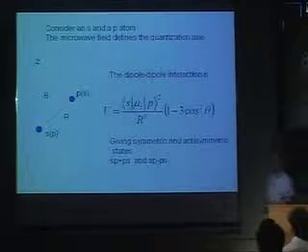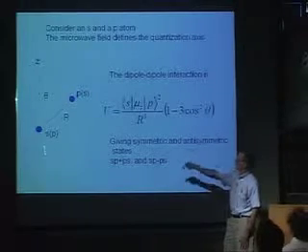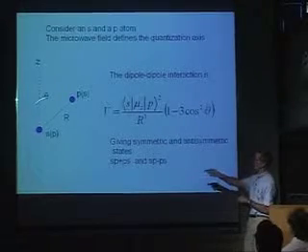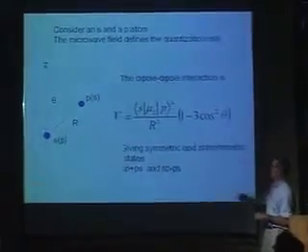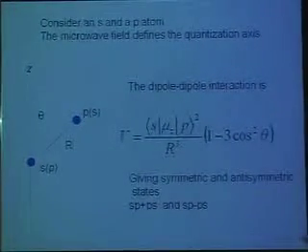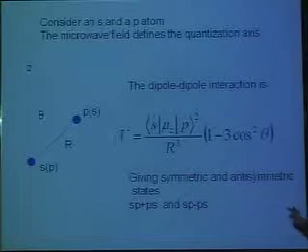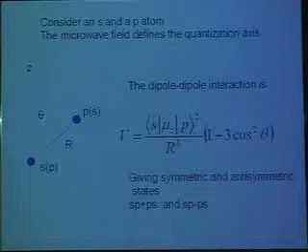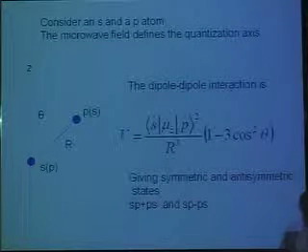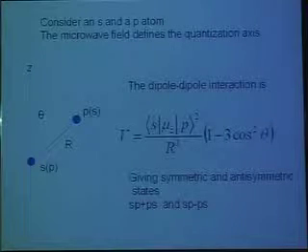Okay, so the way that you actually do this calculation is something like this. We assume the axis of quantization is the microwave field, which is linearly polarized. If I have two atoms, say one s and one p, you can compute the dipole-dipole interaction, and it looks just like this, and also ignore any spins. Okay, so in fact, the dipole-dipole coupling gives you symmetric and antisymmetric combinations of states. You can have sp plus ps and sp minus ps.